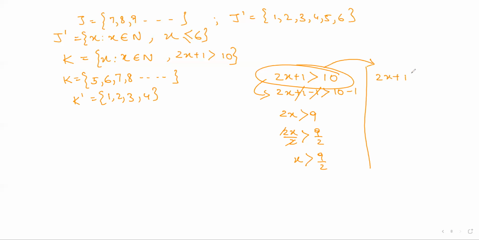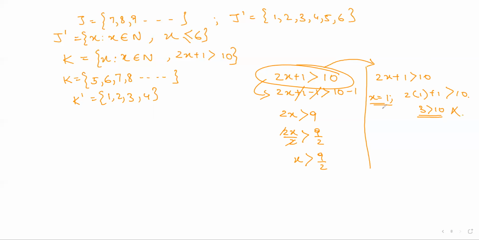2x plus 1 is greater than 10. So let's put x equals 1, the smallest natural number. Let's see if the equation holds true. 2 into 1 plus 1, which means 3 is greater than 10. This means for x equals 1, 3 is greater than 10. The equation is false. It's universally false. 3 can never be greater than 10.